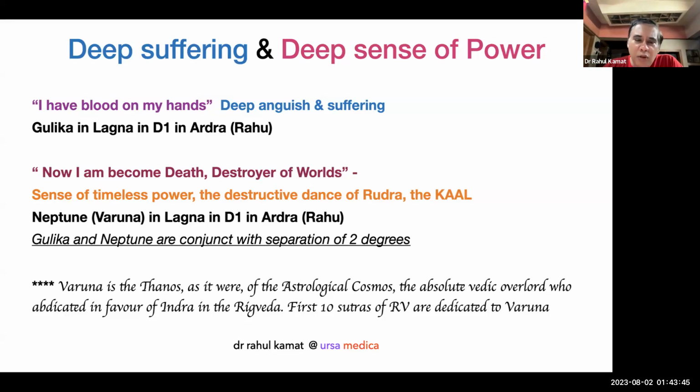Okay, you will note that Varuna, as I said earlier, is the absolute Vedic overlord. And in the Rig Veda, the first 10 sutras of the Rig Veda are actually dedicated to Varuna. And then gradually you find that Indra takes over, and Indra is legion then in the Rig Veda, particularly after he kills Vritra. Okay, along with the help of Saraswati Devi, if you know.